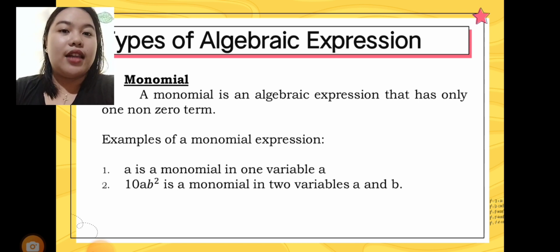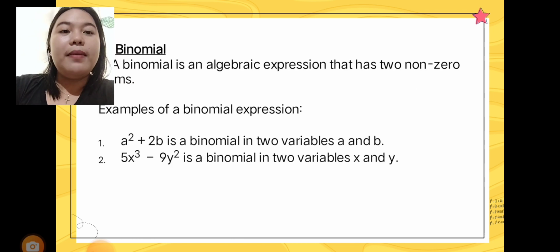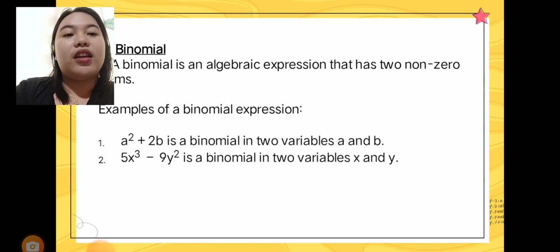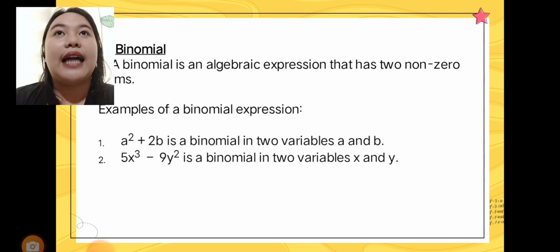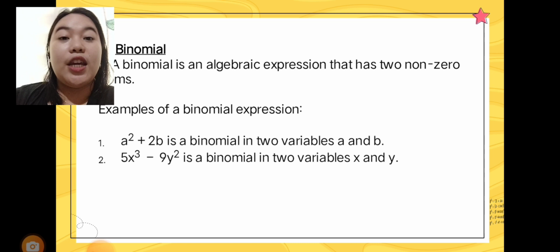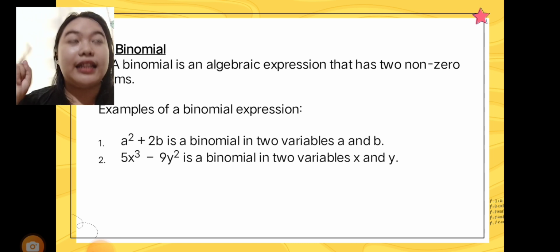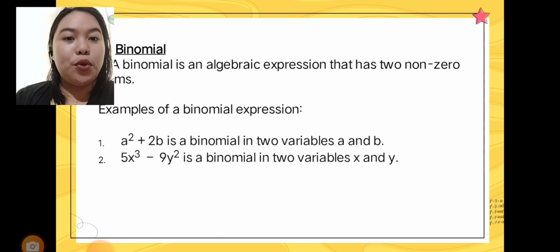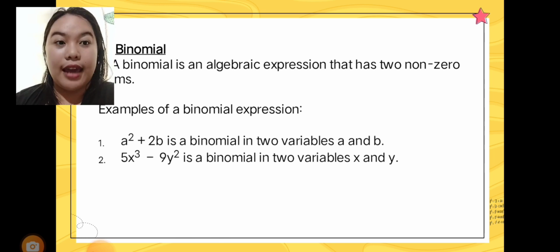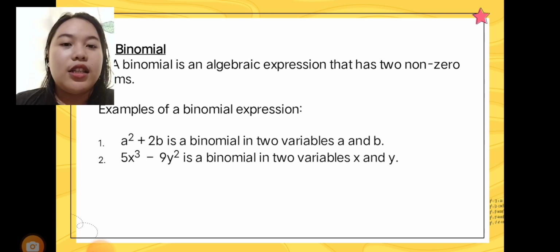So next is the binomial. A binomial is an algebraic expression that has two non-zero terms. So it has two. For example, 10x plus 3y. It is a binomial because there are two terms, with an operation separating the two terms. So, for example, a squared plus 2b is a binomial in two variables, a and b. Okay, correct? So, second, 5x cubed minus 9y squared is a binomial in two variables, x and y.